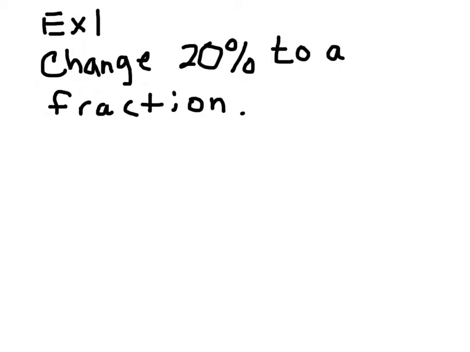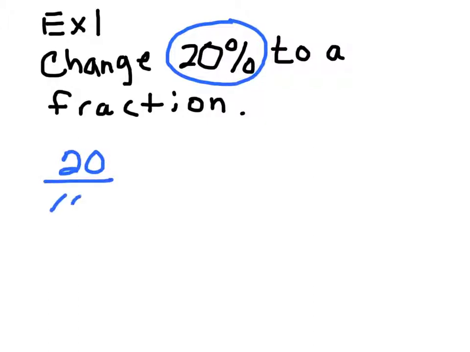Alright, in example 1 it says change 20% to a fraction. Well, we know that percent means out of 100, right? So first of all, we take the percent and we write it out of 100. Now what I mean by finishing this off is we have to make sure this is in simplest form, or another way of saying this is to reduce the fraction. As you look at 20 and 100, there's a number of ways that I could simplify or reduce or put this fraction into lowest terms. I notice they're both even. I could divide by 2 and continue doing that.